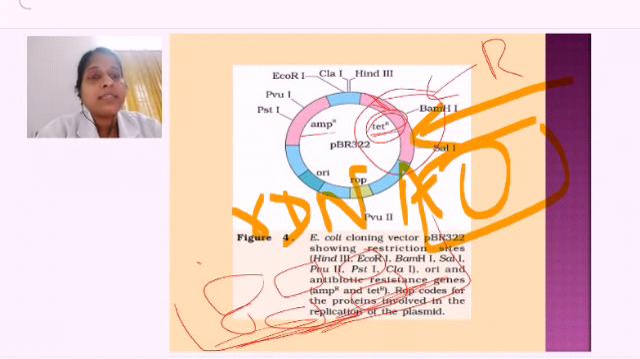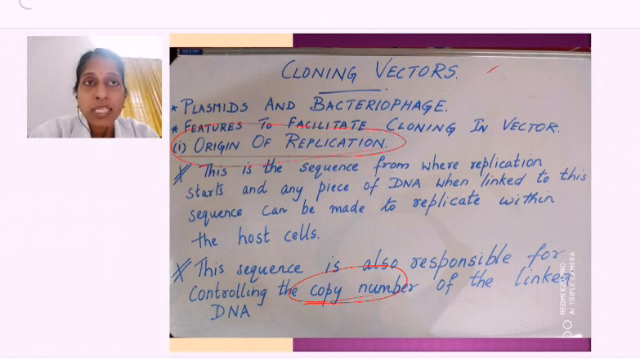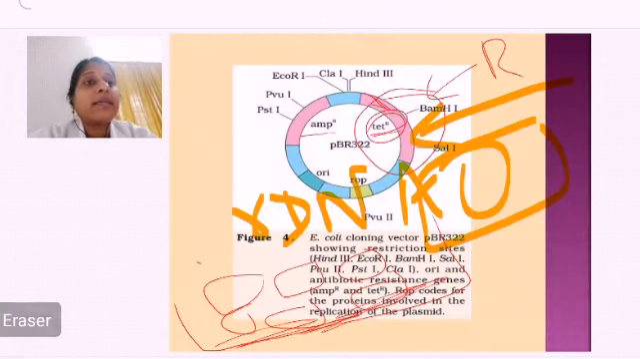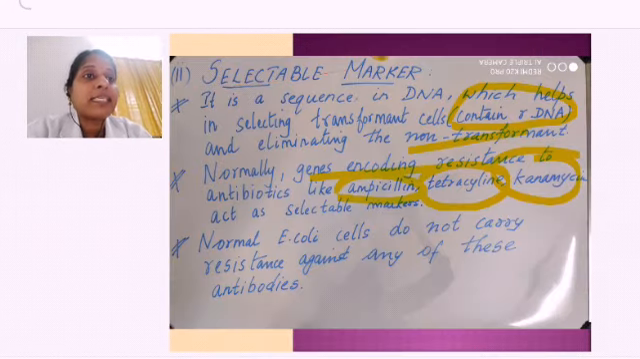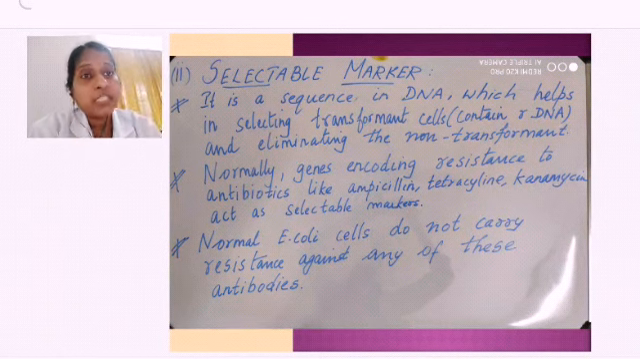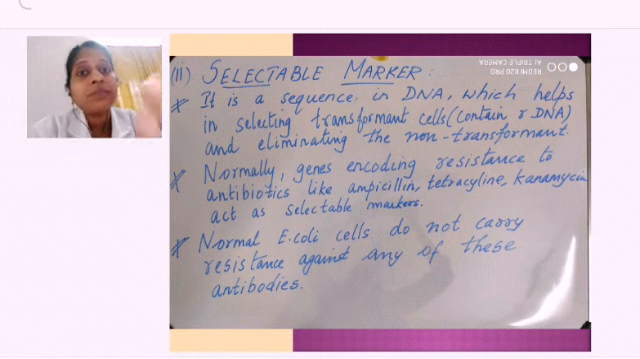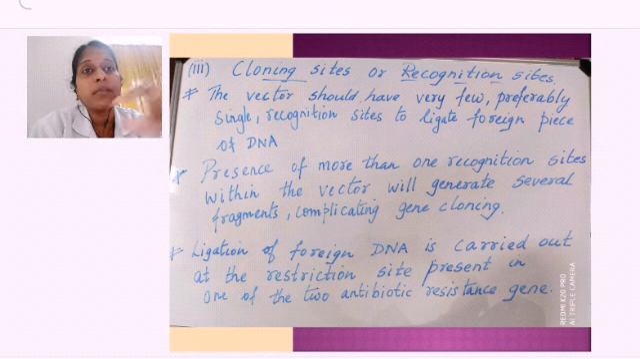So these are the characters a cloning vector should have. What are the characters? I have told you. First, they should have an origin of replication, the ori site, so that they can make innumerable copies by replication. Second, they should have a selectable marker. If a marker like resistant characters is present, then only I can understand which is a recombinant and which is not. And the third is a cloning site where I can introduce my foreign DNA. Usually the resistant sites are used as the cloning sites.